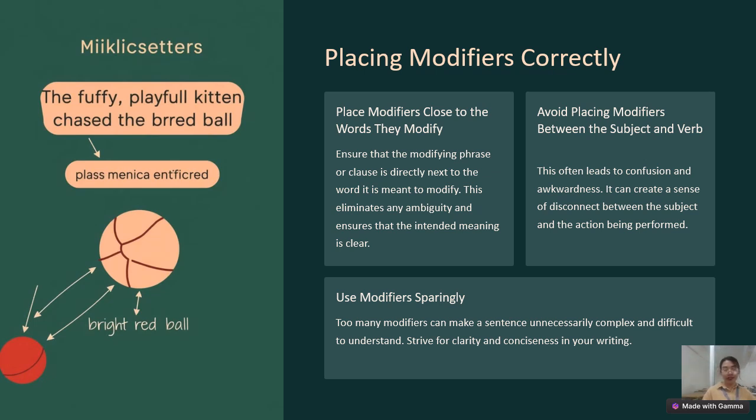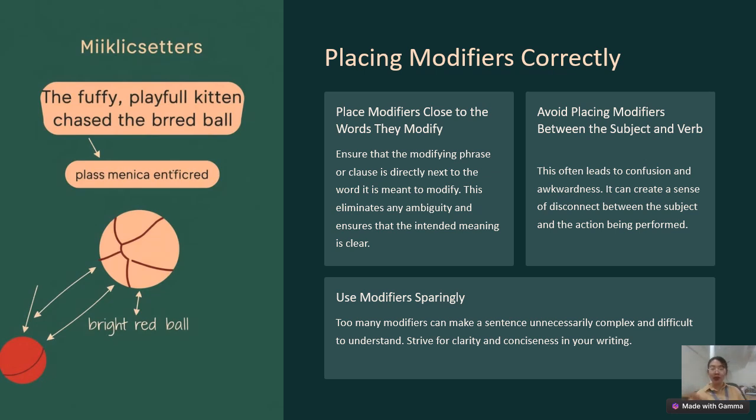Placing modifiers correctly. Place modifiers close to the words they modify. We need to ensure that the modifying phrase or clause is directly next to the word it is meant to modify. This eliminates any ambiguity and ensures that the intended meaning is clear. The correct placement of modifiers ensures the sentences are clear, precise and easy to understand. A modifier should be placed as close as possible to the word or phrase it describes in order to avoid confusion or unintended meanings.